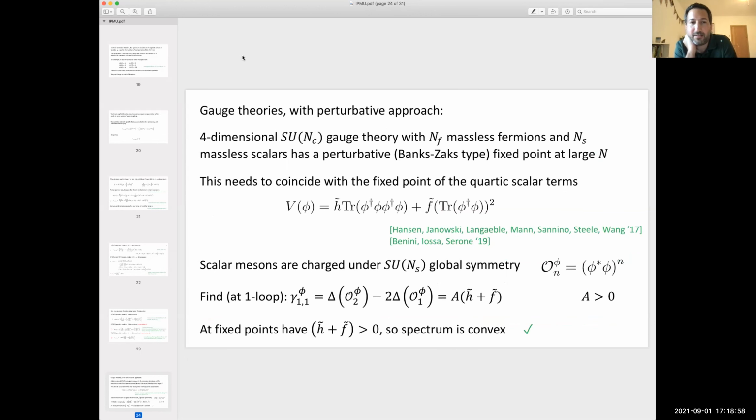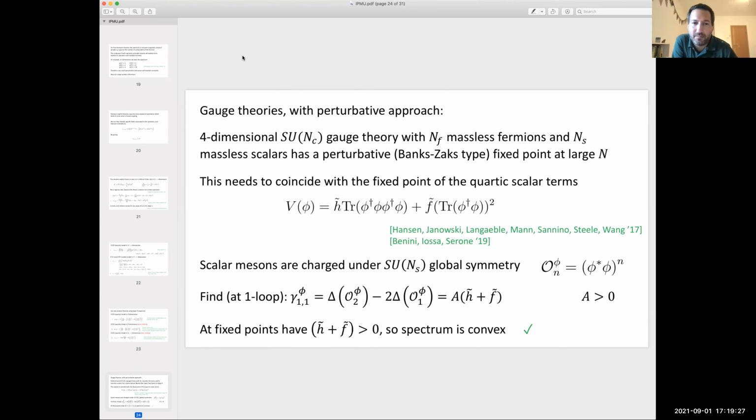Next slide, please. Okay, so another thing you can do is look at gauge theories. So far we looked at non-gauge theories, and now the first thing you want to do is some kind of perturbative calculation. So you can consider, let's say, 4-dimensional SU(N_C) gauge theory with N_F massless fermions and N_S massless scalars. This has a perturbative, so-called, Banks-Zaks type fixed point for large N, large number of matter.